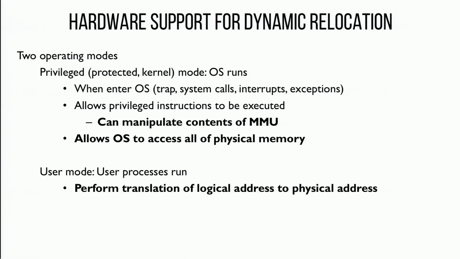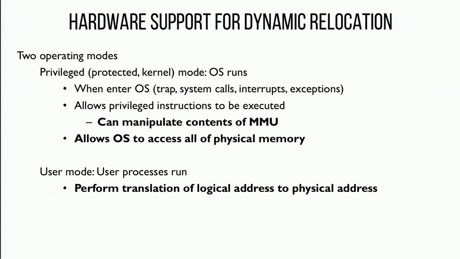Okay, so in our simplest version of dynamic relocation with some hardware support, what do we need? The MMU needs to be aware of what mode we're running in. So are we in that kernel or privileged or protected mode? Then we can do certain things, whereas if we're just in user-level mode, we can't. When you're in the OS in privileged mode, you can execute certain privileged instructions that you couldn't otherwise.